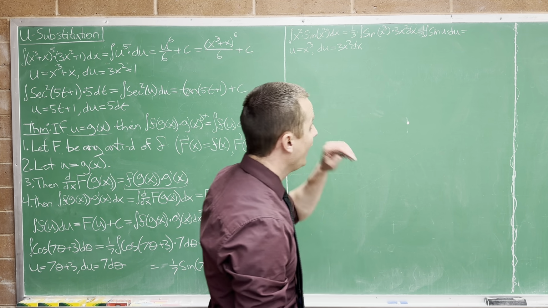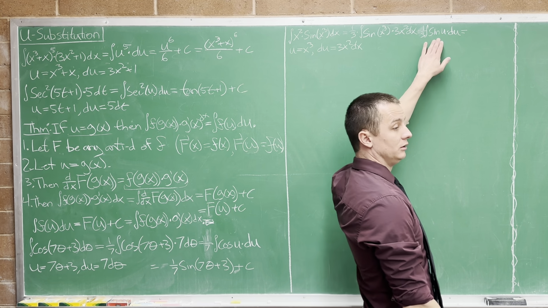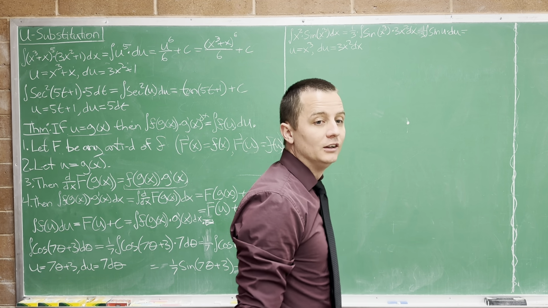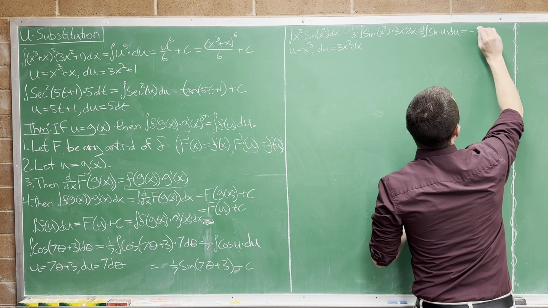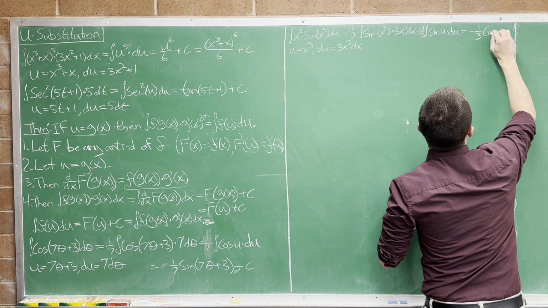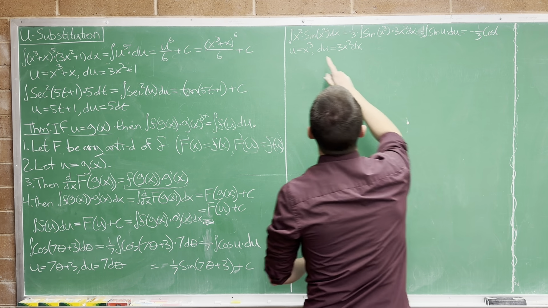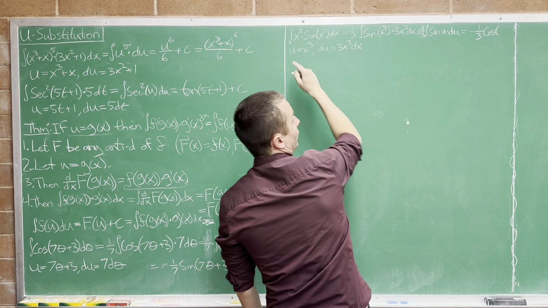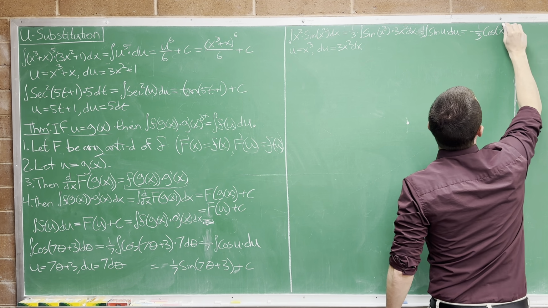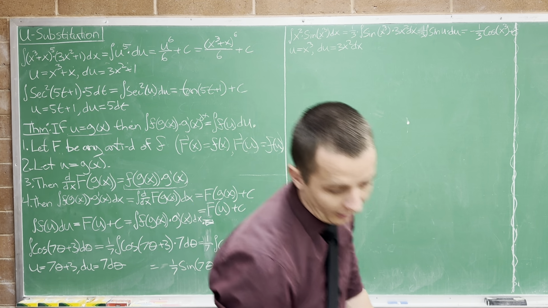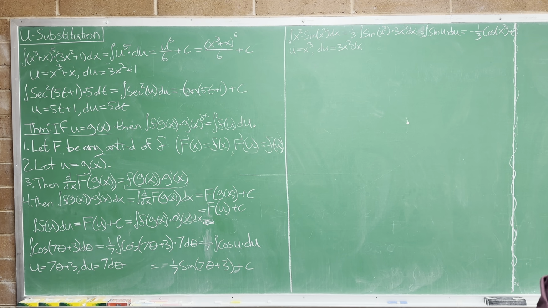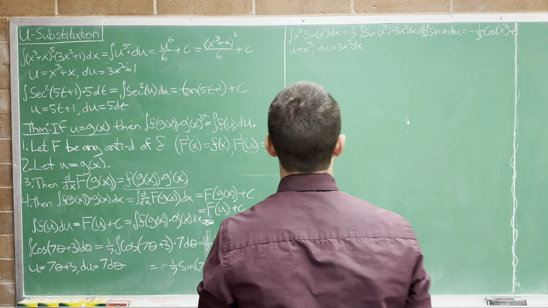Now, I forgot my 1/3. And now, what is the integral of sine of u? Negative cosine of u. So we got negative 1/3 times the cosine of whatever our u was, x³, plus some constant c. All right. Negative 1/3 cosine x³ plus c. Yay. Next one. Evaluate x times the square root of 2x plus 1.